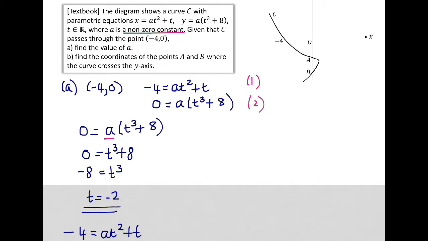Part B says find the coordinates of the points A and B, so that's these here, where the curve crosses the y-axis. So we're talking about where they cut the y-axis. If you're going to cut the y-axis, that means that x equals 0.